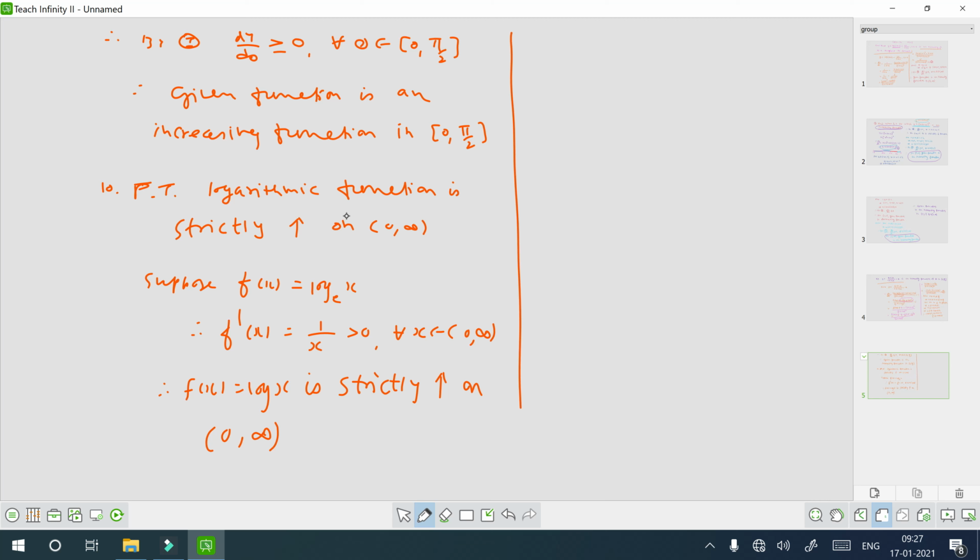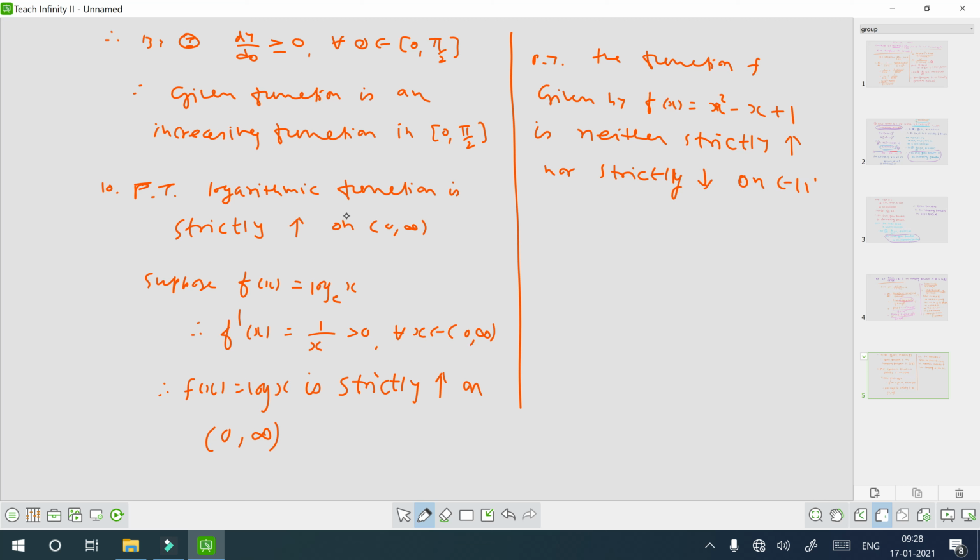Now see. Next our aim is to prove that the function f given by f of x is equal to x square minus x plus 1 is neither strictly increasing nor strictly decreasing on minus 1 to 1. That we want to see.